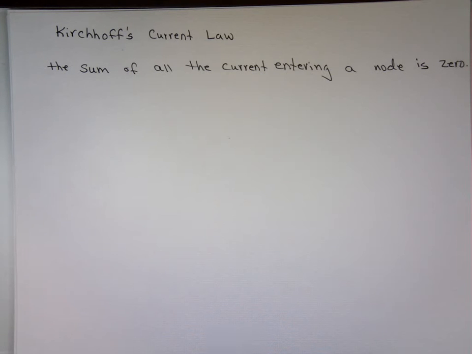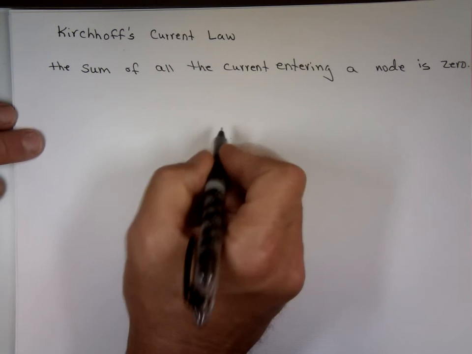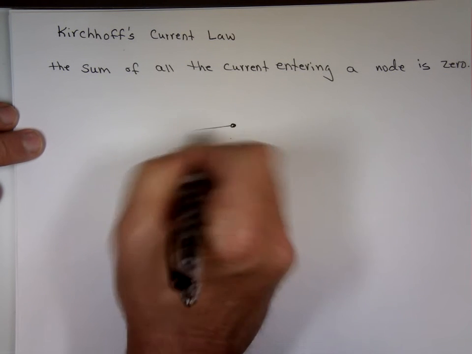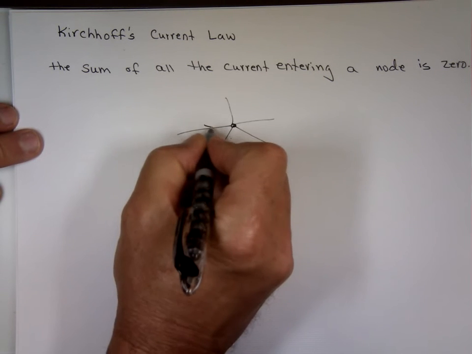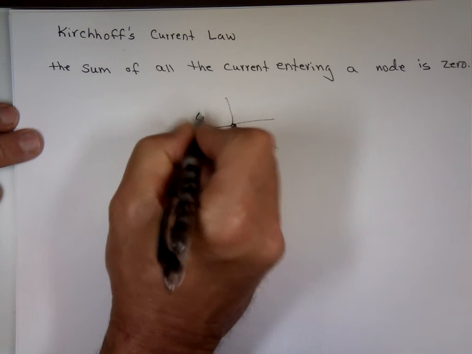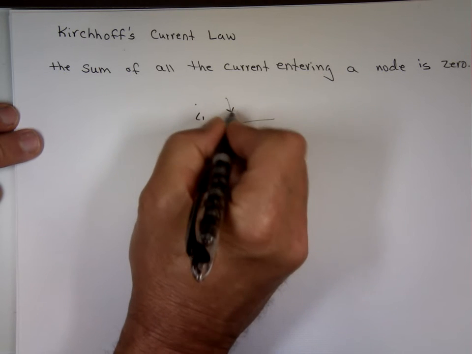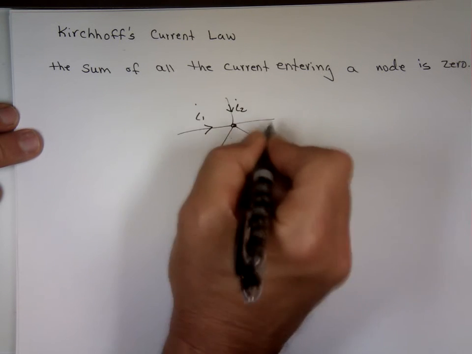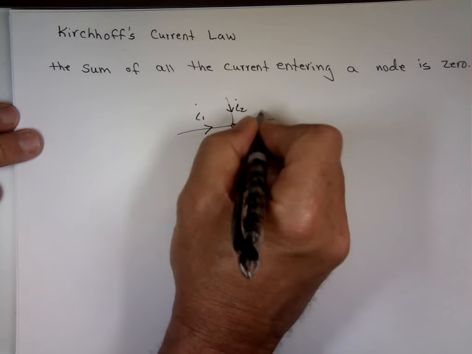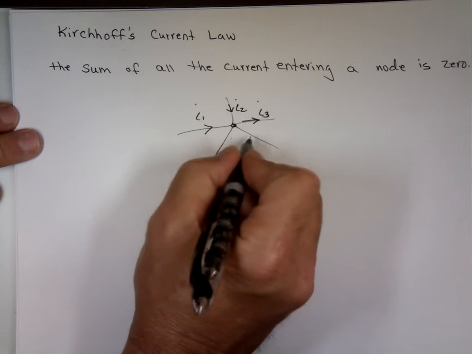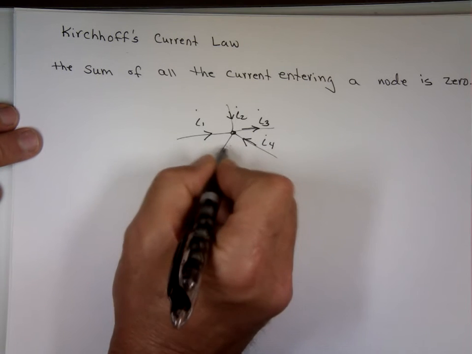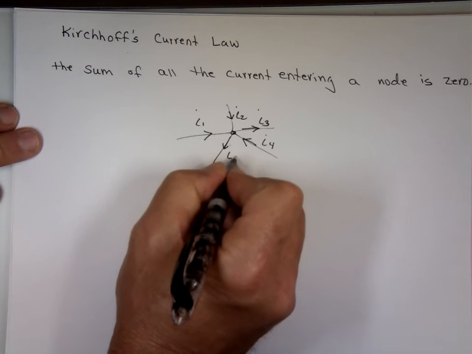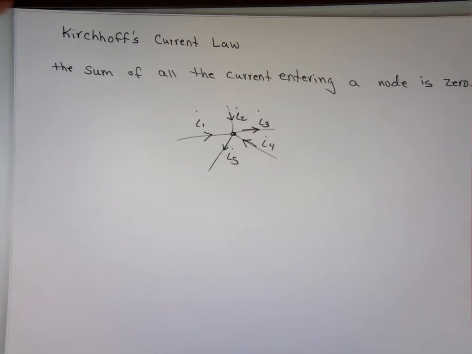What does that mean? He said entering, so you've got to be careful with that. Let's say this is my node, and I just throw lines coming out of it. So let's say there's a current going in this direction. We'll call it I sub 1. This is I sub 2 going to it. Let's make this leaving, that's I sub 3. Let's make this one going in, I sub 4. And let's make this one leaving out, I sub 5. He said if you take all the currents entering that node, the sum is 0.